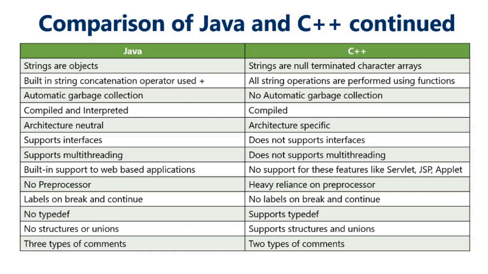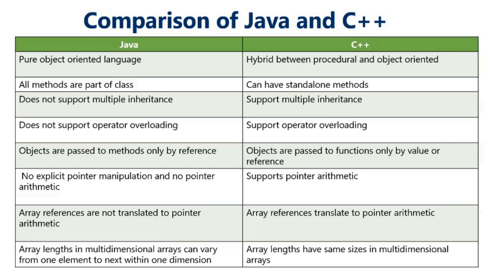What are the 3 types of comments in Java? Single line, multi-line, and Javadoc comment. Javadoc is an additional comment added in Java, and C++ has only 2 types of comments: single line and multi-line comment. So we discussed the differences between Java and C++.